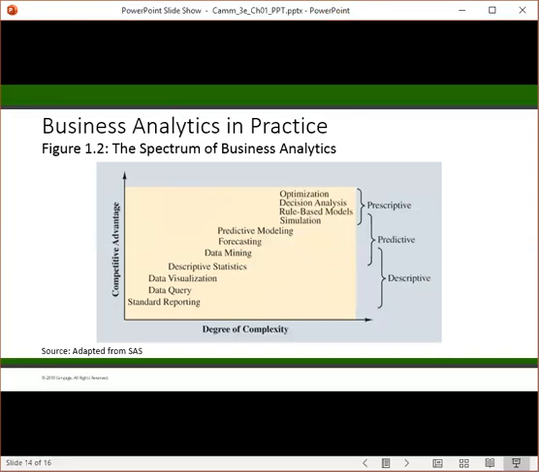So here's a spectrum chart or graph of business analytics. We see descriptive analytics in the bottom left corner. That's your standard reporting, data queries, data visualization, descriptive statistics such as average, standard deviation. Next, we have predictive analytics: data mining, forecasting, and predictive modeling. Then we have prescriptive, which would be things like simulation, rule-based models, decision analysis, and optimization. And we'll be covering most of these in the course of the semester. Predictive analytics and prescriptive analytics are sometimes referred to as advanced analytics.